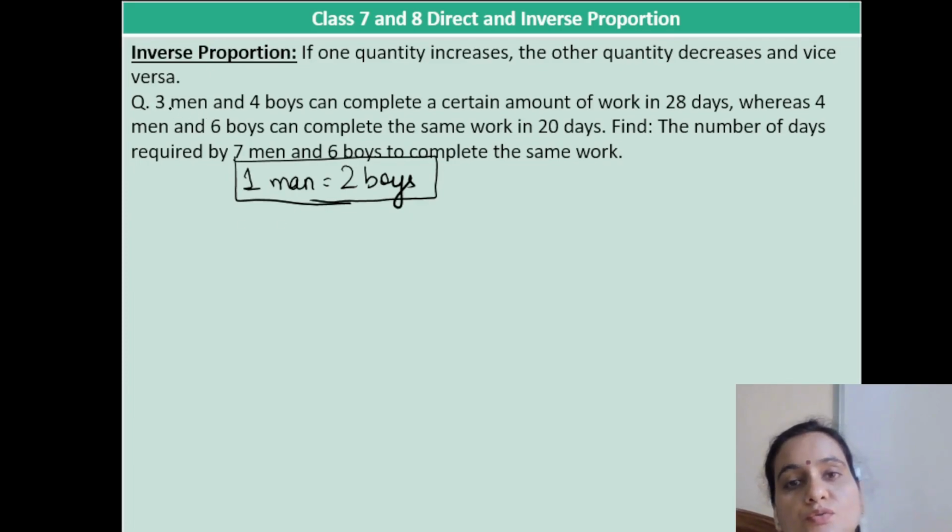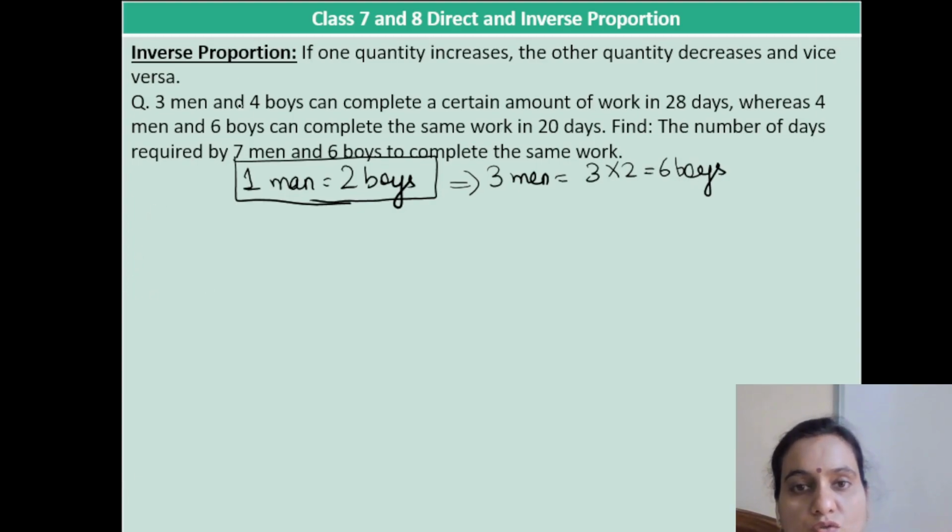So if 3 men and 4 boys can complete a certain work in 28 days, I'll change the 3 men first. 3 men will be equivalent to 3 into 2, equal to 6 boys. 3 men can complete the same work as 6 boys. All I'm trying to find is how much work can be done by a boy in terms of boys. So 6 plus 4 is 10.